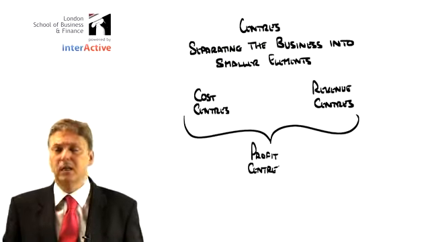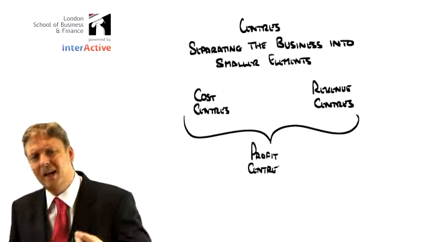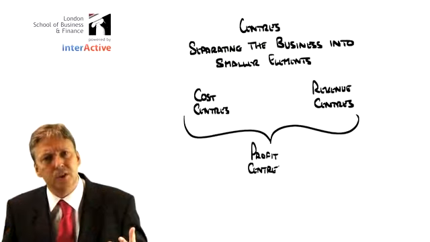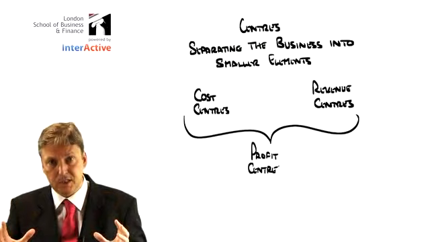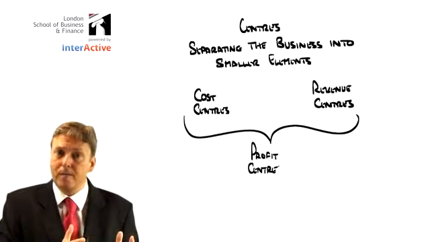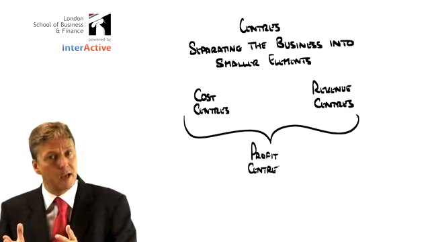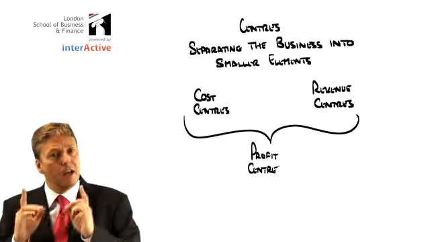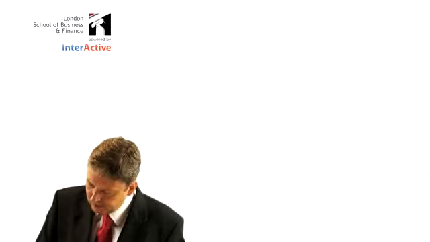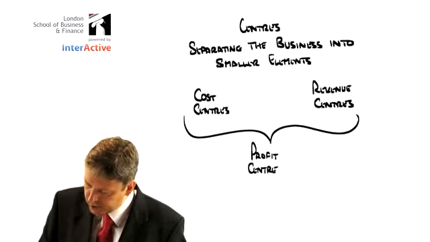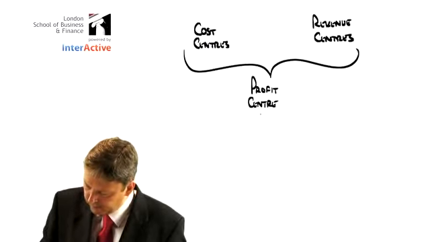And this may mean that we're getting somewhere near to a divisional operation, a wholly autonomous part of the business where we can identify revenues and costs relating to that business. Now, there is one final step. We may develop the profit centre into something called an investment centre.